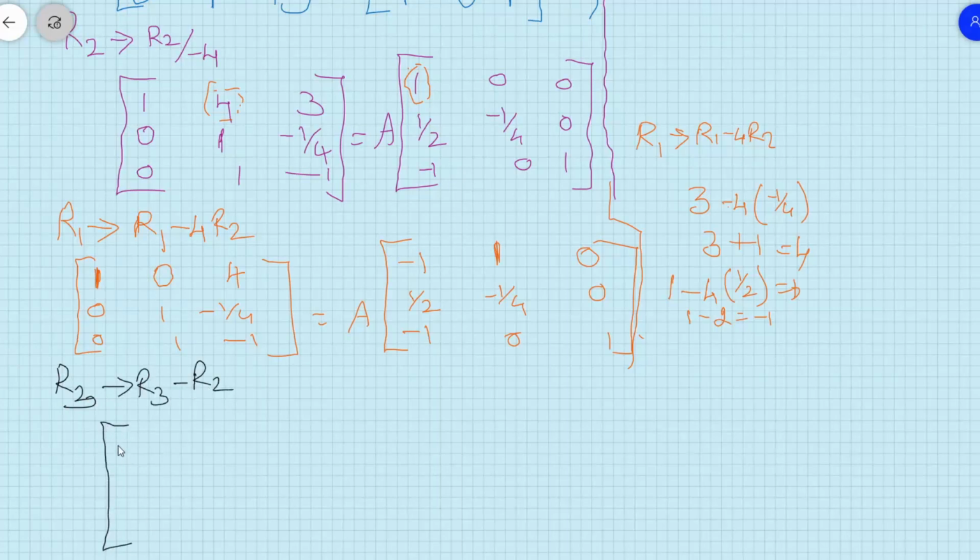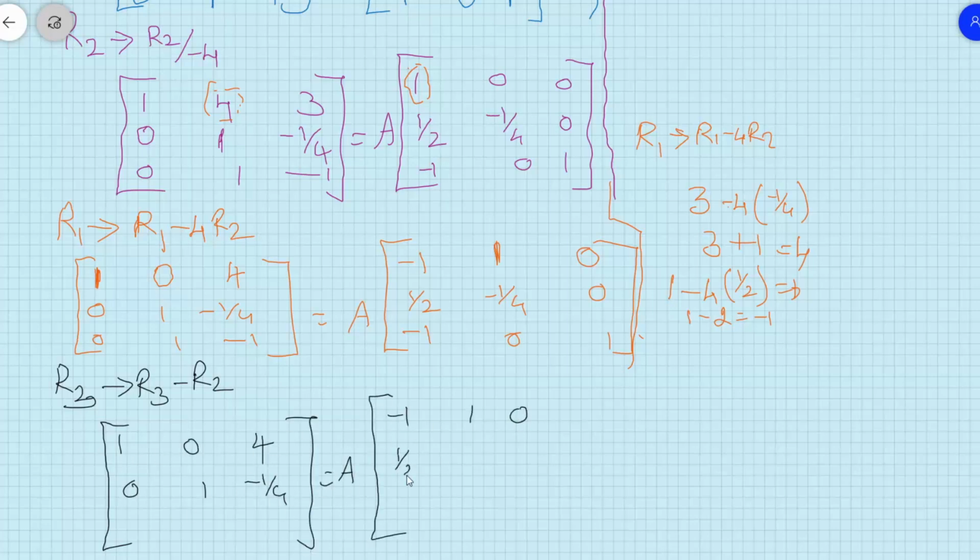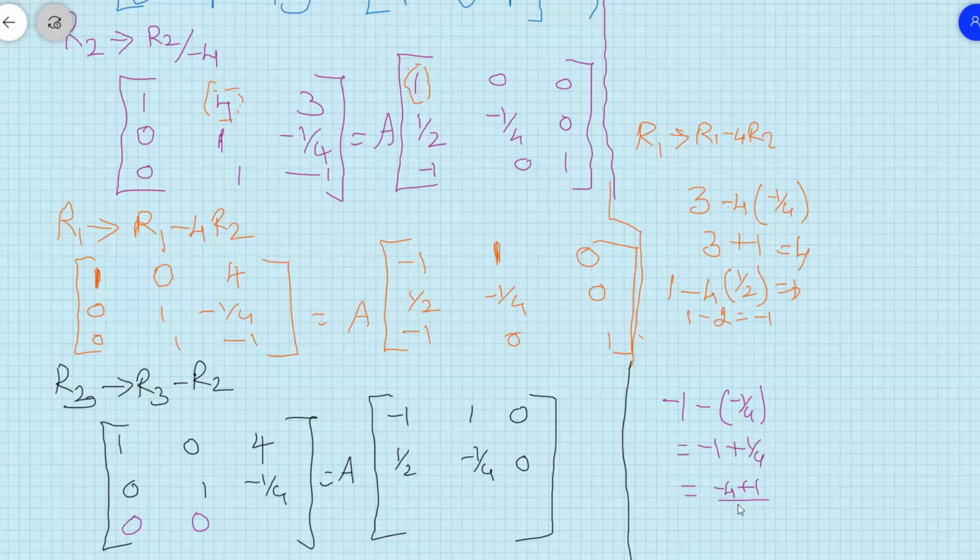That will give me 1 minus 1 by 2 minus 1 by 4, 0. My third row is getting altered. So let us do the operation. To do the operation, we will stick to the operation that we have written. So this 0 minus 0, 0, 1 minus 1, 0, then minus 1 minus of minus 1 by 4. That will be minus 1 plus 1 by 4. That is minus 4 plus 1 the whole divided by 4, which is minus 3 by 4. So this is minus 3 by 4.